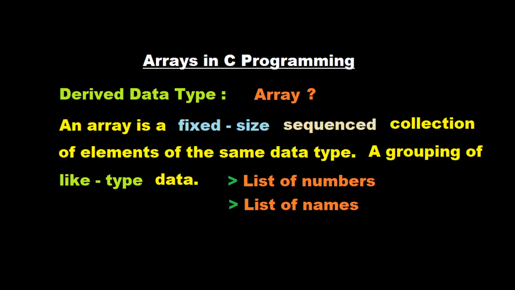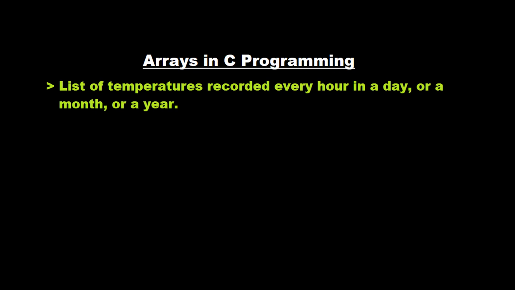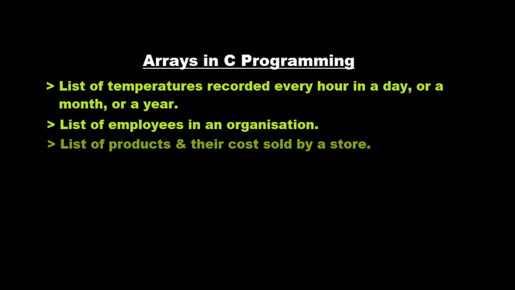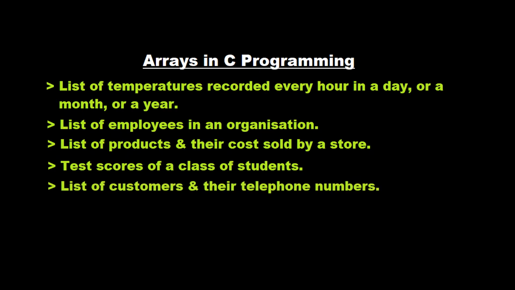Some examples where the concept of an array can be used are as follows. List of temperatures recorded every hour in a day or a month or a year. List of employees in an organization, list of products and their cost sold by a store, test scores of a class of students, list of customers and their telephone numbers, or else table of daily rainfall data and so on.